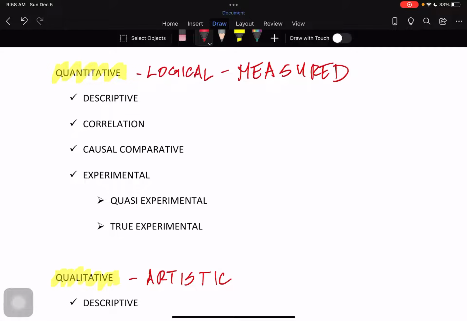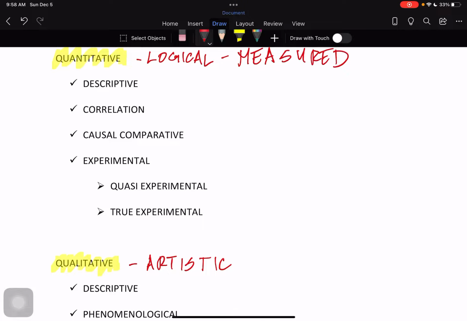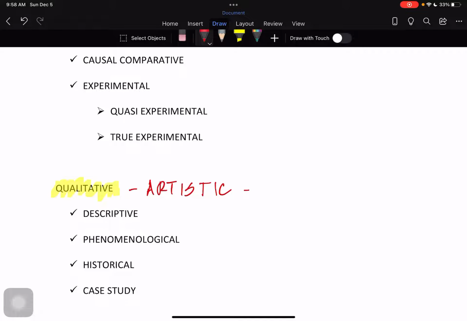Okay? So, we're going to compare and contrast them simultaneously. Under qualitative, this is not measurable.